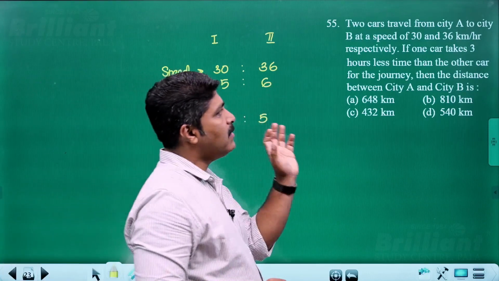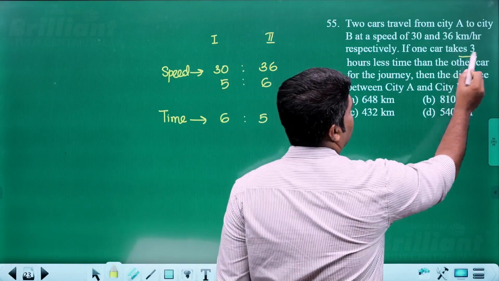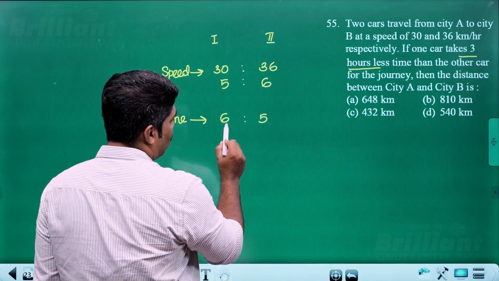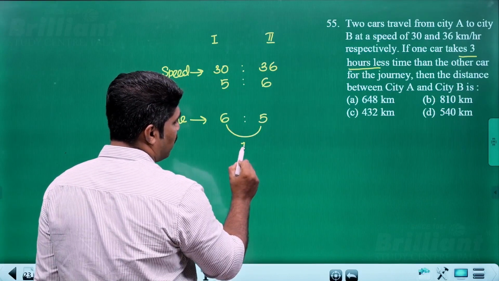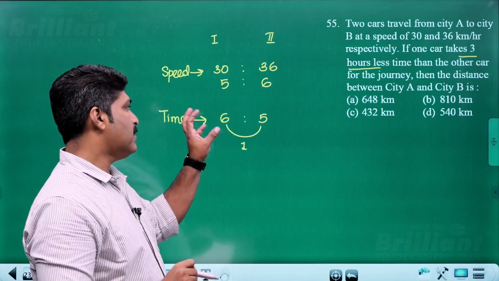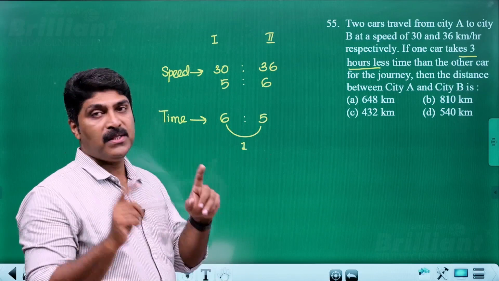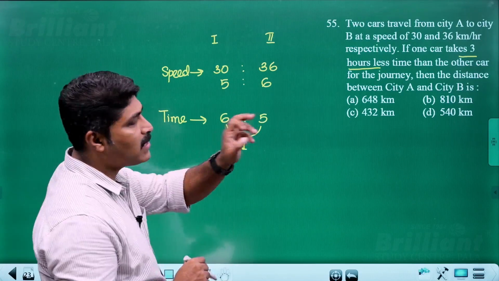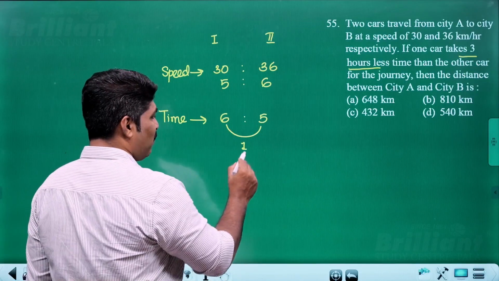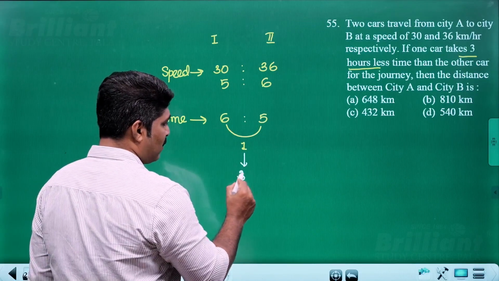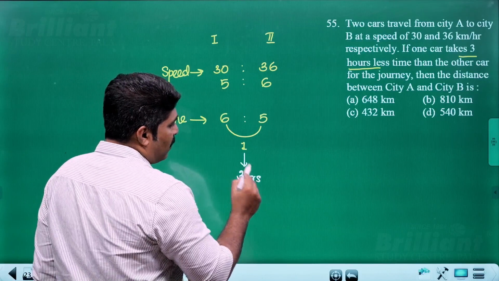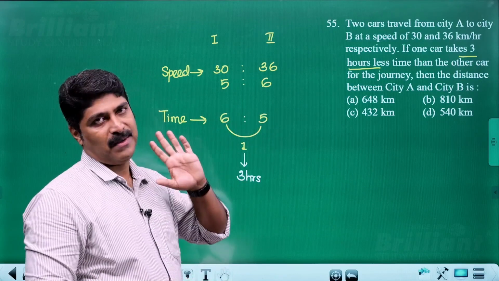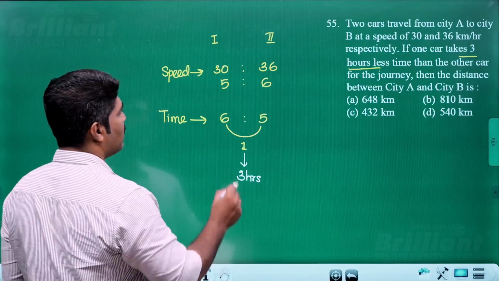If one car takes 3 hours less time, that means the time difference. So what is the time difference here? That is 1 unit. Don't forget, here 6 units, 5 units, therefore the difference is 1 unit. What this 1 unit represents, that's the 3 hours. So this one is representing 3 hours. So you can find the time taken by either this car or this car, any one. So I am taking this one.